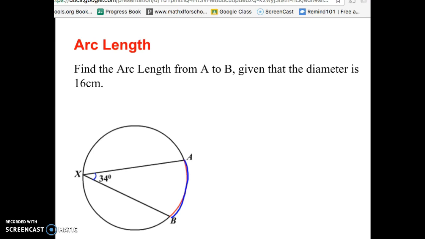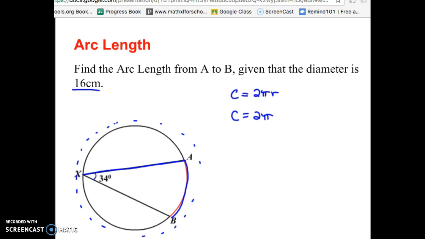Okay, so what I'm going to do is find the circumference of the whole circle, the distance all the way around, and I'll just take a fraction of it, just like I did in the last problem. So again, circumference is 2 pi r. 2 pi, and in the problem they tell you the diameter is 16.